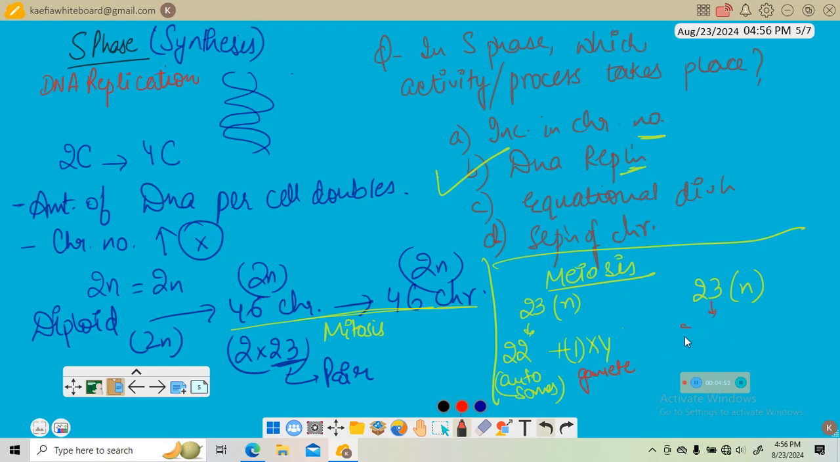Same way here, 22 pairs plus 1 pair. These are normal cells, somatic cells, autosomes, and this is XX, that means these are germ cells, gametic cells, gametes, sex cells. Now if I'm talking about XY, that means I'm talking about the father, and here I'm talking about the mother. This is the way they fuse. So this is the difference between mitosis and meiosis. Here haploid cells are involved in meiosis, whereas in mitosis diploid cells are involved.